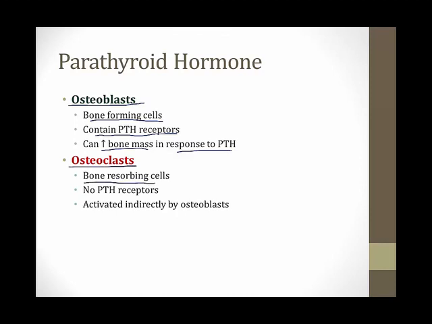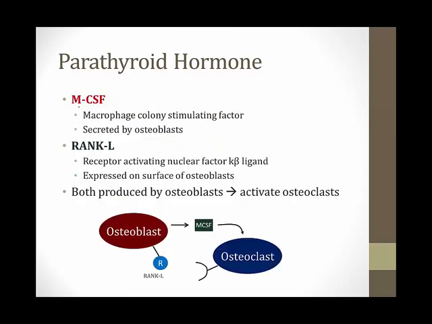These are bone-resorbing cells. They have no parathyroid hormone receptors, and they are activated indirectly by parathyroid hormone by way of the osteoblasts. When osteoblasts are stimulated by parathyroid hormone, they will synthesize a substance called MCSF. This stands for macrophage colony stimulating factor. It is secreted by the osteoblasts, and this will activate the osteoclasts.